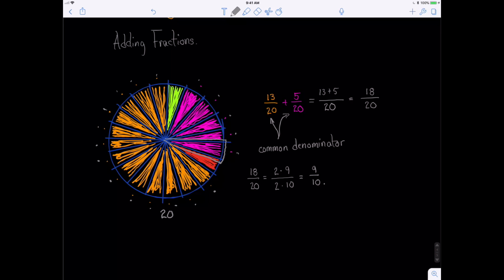Now, here's the key to adding fractions. To add fractions, they must, and that's an always, they must have a common denominator.